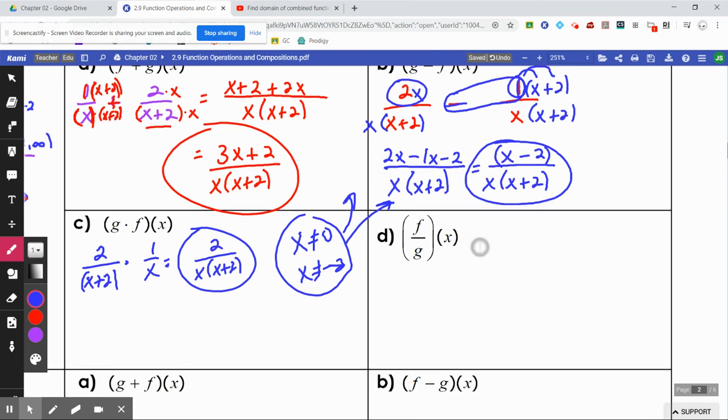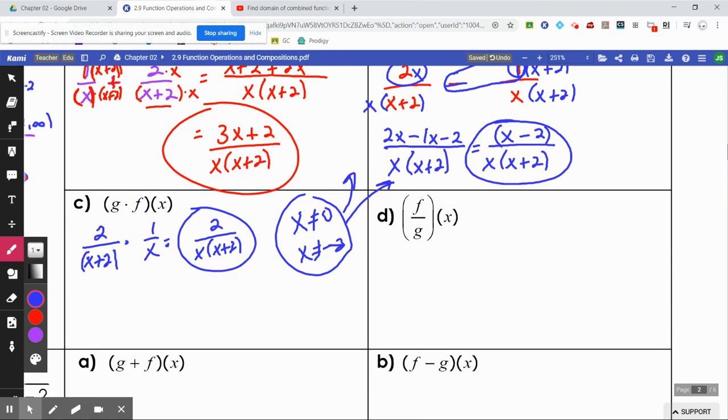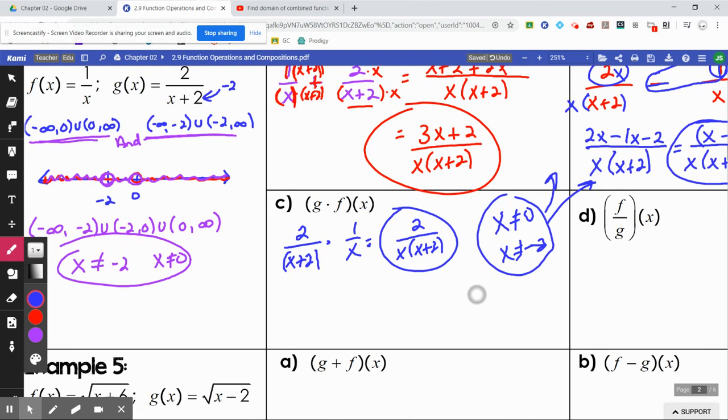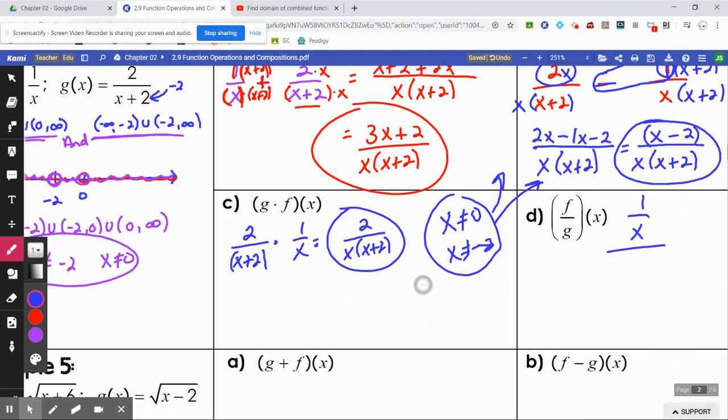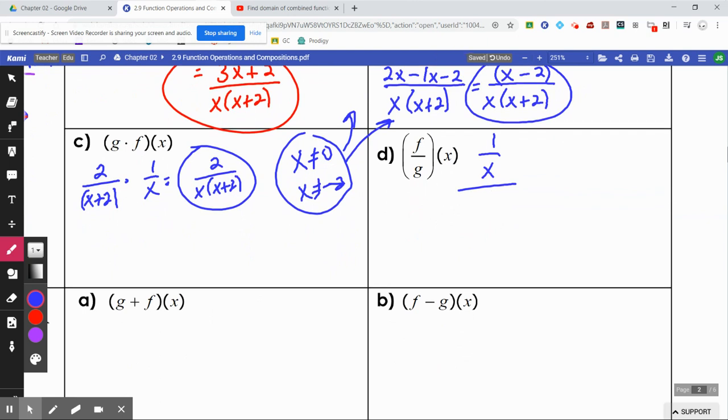Now, D part, we're doing f divided by g. Again, f is 1 over x, divided by g, which is 2 over x plus 2. Now we know that anything that makes the bottom equal to 0 is also going to be excluded in our final answer. So right now, x can't be 0 and x can't be -2.